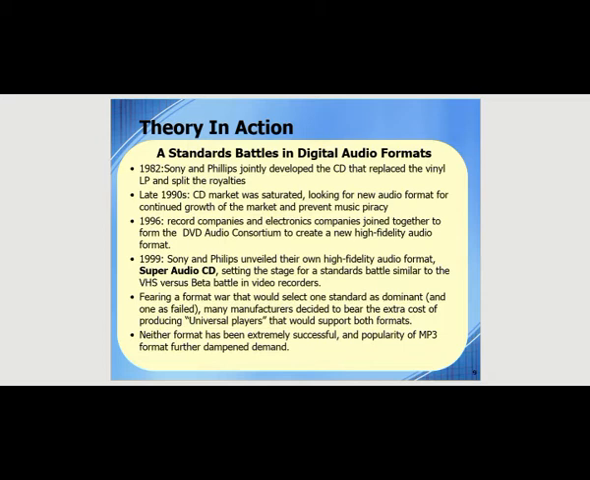Fearing a format war that would select one standard as dominant and the other as failed, many manufacturers decided to bear the cost of producing universal players that would support both formats. Neither format has been extremely successful, and the popularity of the MP3 format further dampened their demand.